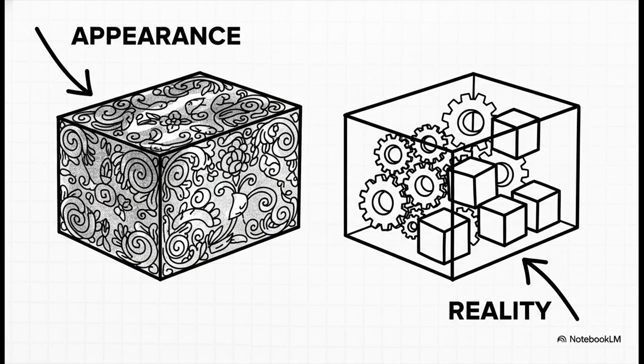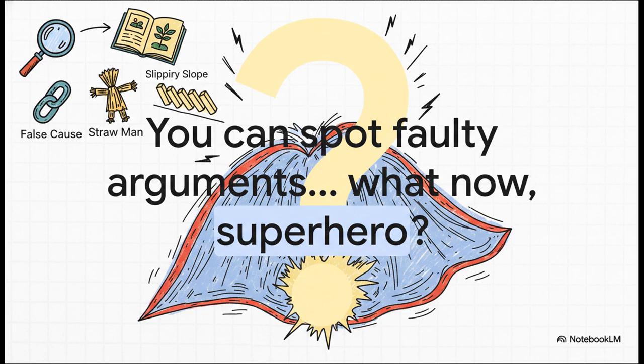Ultimately, that's the whole point of this. It's about learning to look past the shiny, persuasive wrapping paper and see what's actually inside the box. It's about being able to tell the difference between what just appears to be true and what is true. So there you have it, the beginnings of your very own field guide for spotting faulty arguments, like the false cause, the straw man, and the slippery slope. This is more than just a neat trick. It's a critical thinking superpower. So the only question left is, what will you do with it?